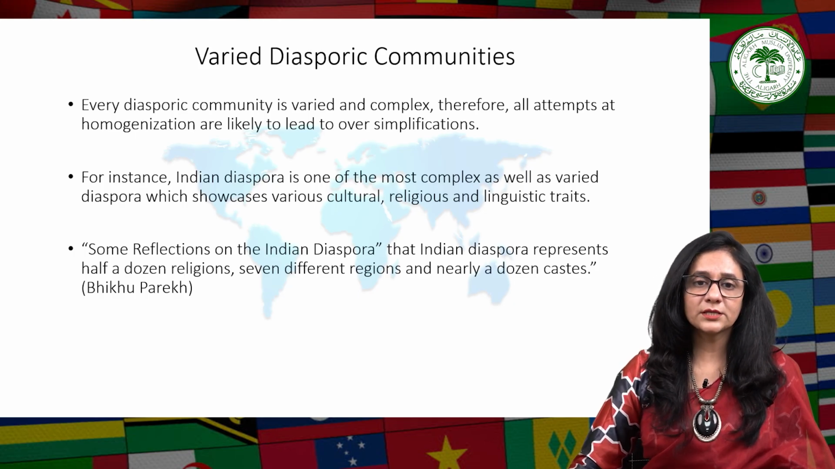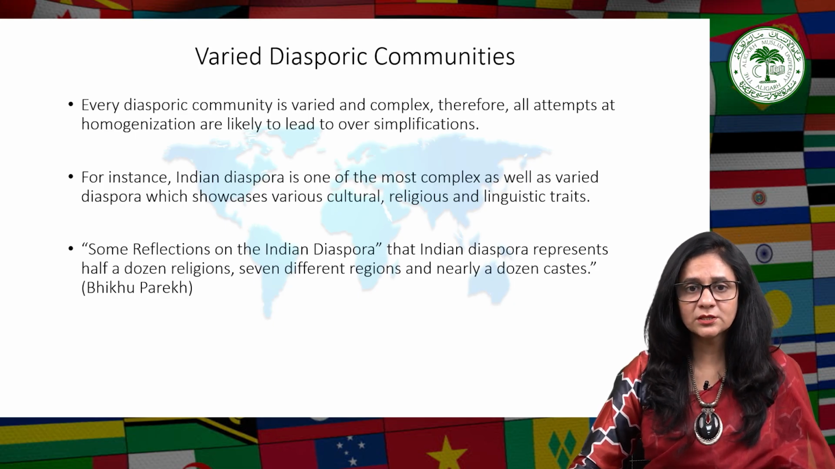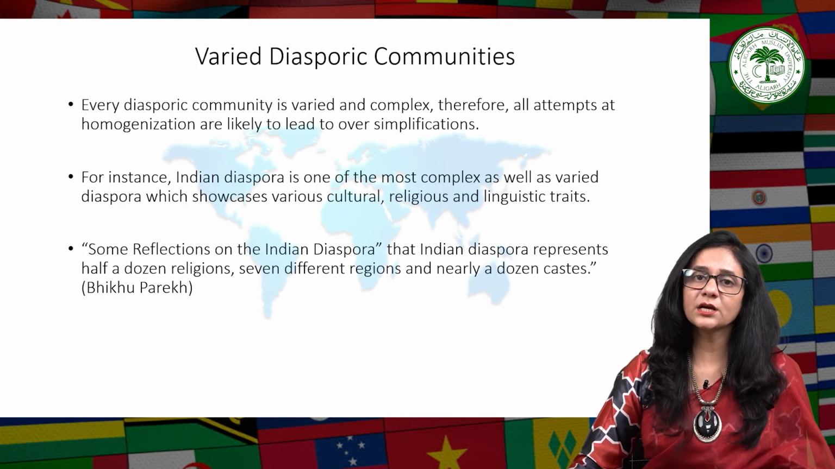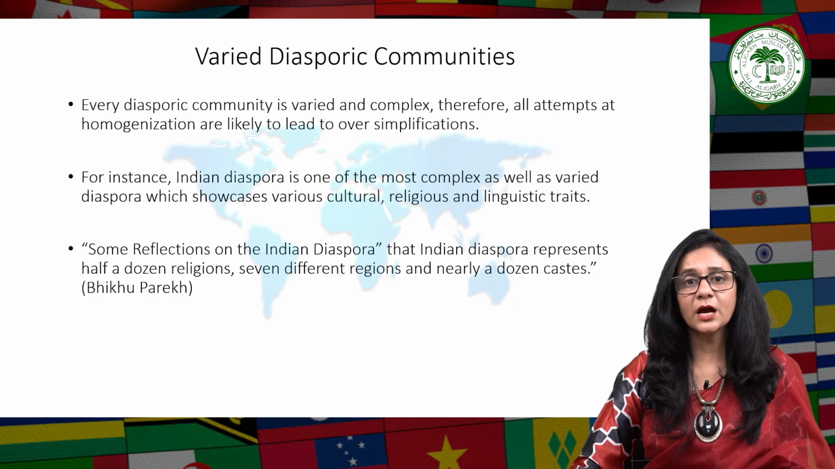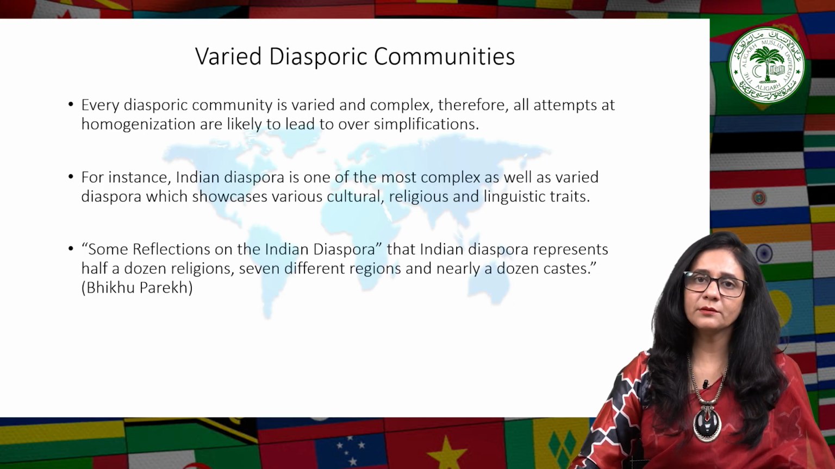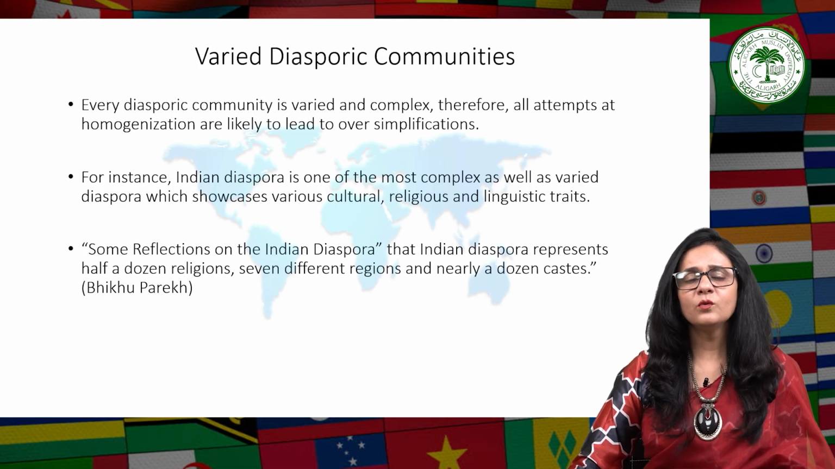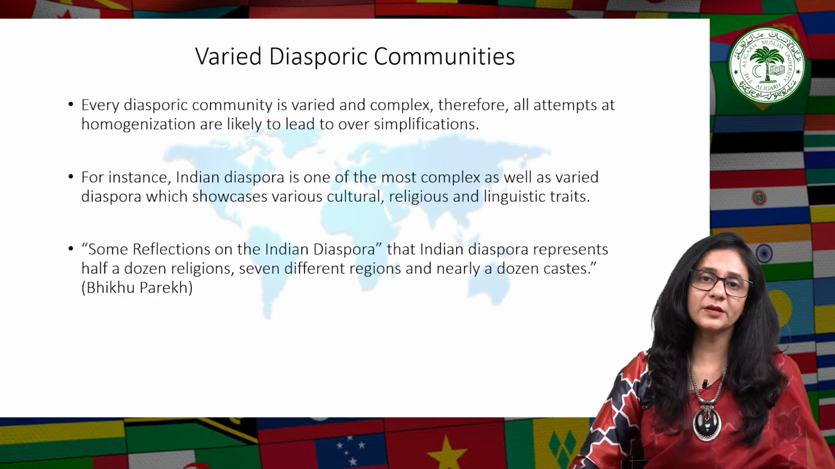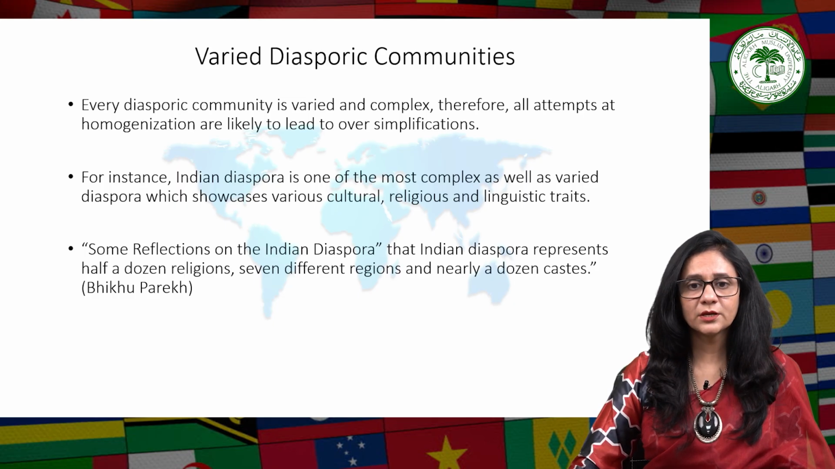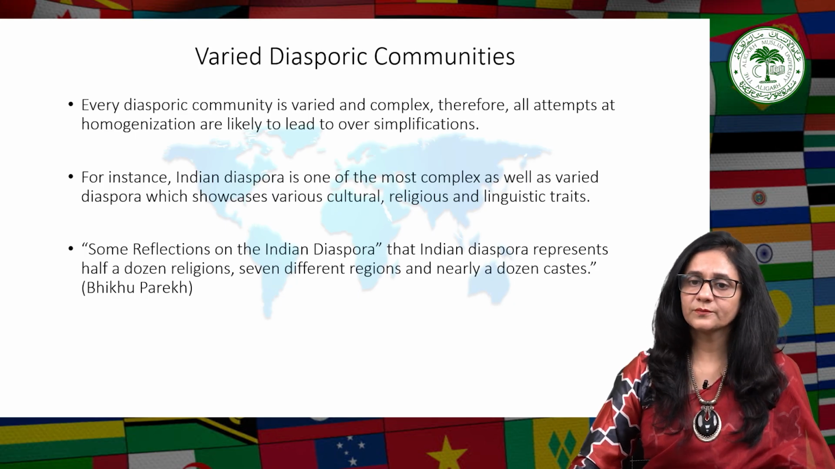As Bhikhu Parekh writes in his article, Some Reflections on the Indian Diaspora, he says that Indian diaspora represents half a dozen religions, 7 different regions, and nearly a dozen castes. He compares Indian diasporic community with a banyan tree which spreads its roots in several soils and draws nutrition from one when the other dries up. Similarly, diaspora people, despite being away from their homeland, build new homes at other locations. However, this multiplicity of homes does not bridge the gap between home, the culture of origin, and the world, the culture of adoption. The boundaries are always there to limit the people.